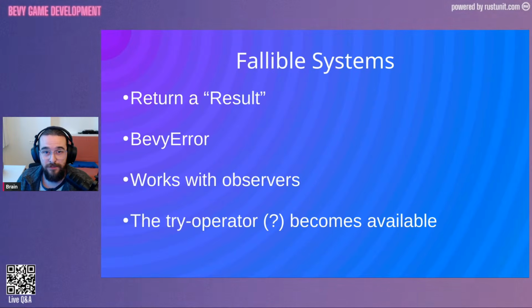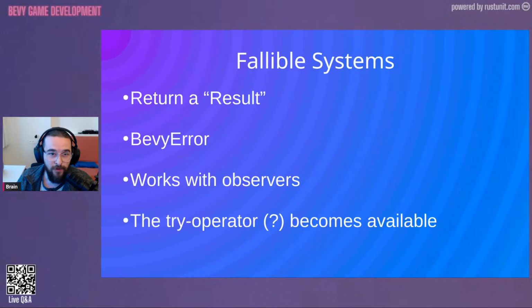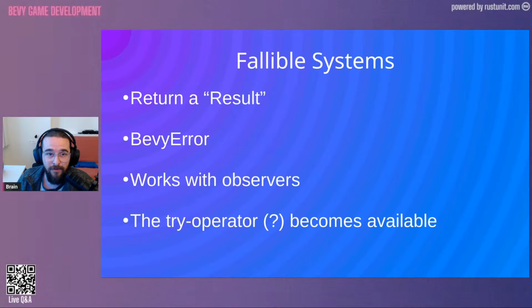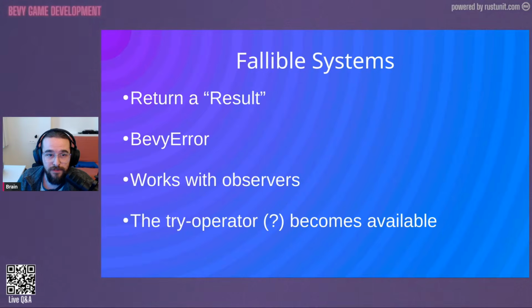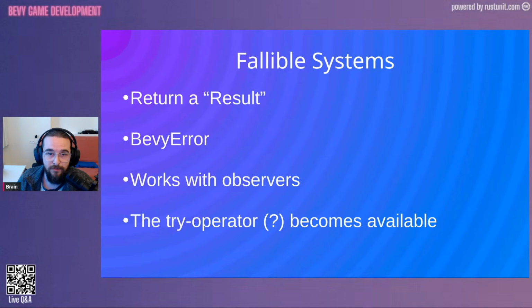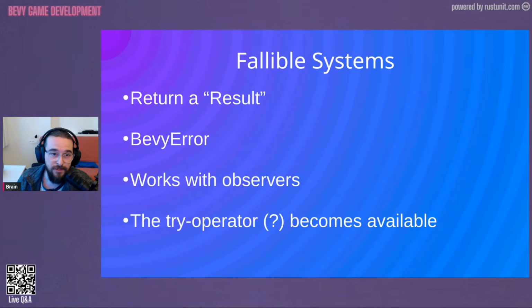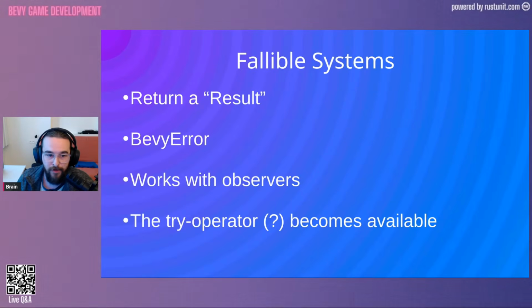So runtime assertions are pretty great, but let's go on a quick tangent about fallible systems. Bevy has had support for these for quite a while now, and they definitely make error handling easier. Your functions can just return a result. You get access to the nice Bevy error type, which can handle just regular strings, and it even works with observers. Now you can use this question mark, officially known as the try operator.